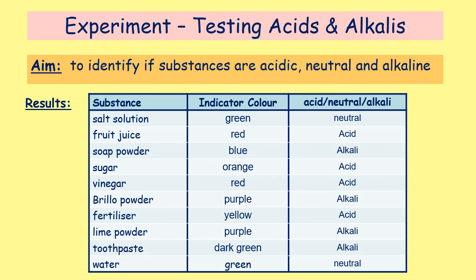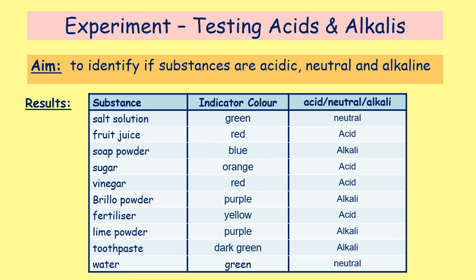Sugar, you need to add a little bit of water to the sugar, but if it works, it should turn the indicator orange, meaning it's an acid. Vinegar will turn it red, making it an acid. Brillo powder, which is a cleaning product, would turn it purple, and that's a very strong alkali. Fertilizer should turn it yellow, but yellow means it's a weak acid. Lime powder. Lime powder is something that you will sometimes add to soil. It is a strong alkali and it would turn it purple. Toothpaste would turn it dark green. Dark green is a very weak alkali, and water would turn it green, making it neutral.